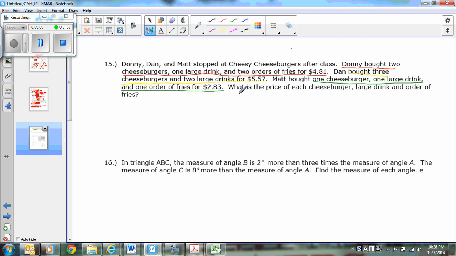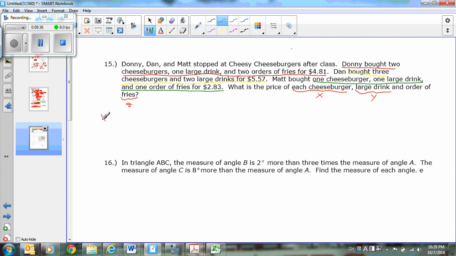Okay, now look at the question. The question says, what is the price of each cheeseburger? What is the price of each large drink? And what is the price of 1 order of fries? So let's choose 3 variables. How about X, Y, and Z to represent each of those? So we're going to let X be the price of 1 cheeseburger, Y be the price of 1 large drink, and Z be the price of 1 order of fries.